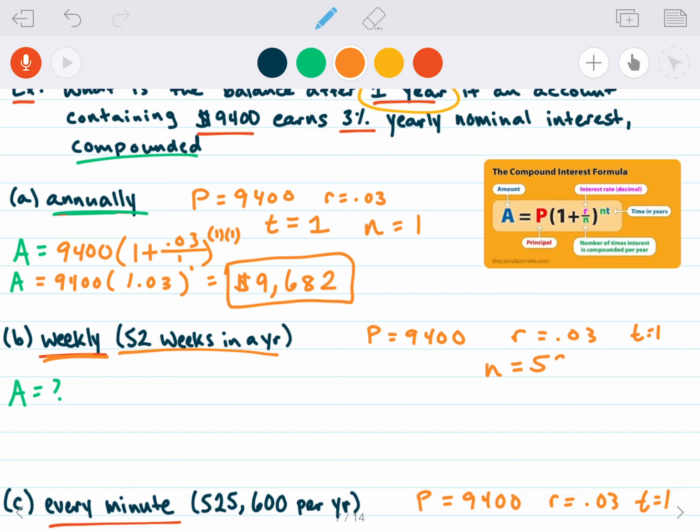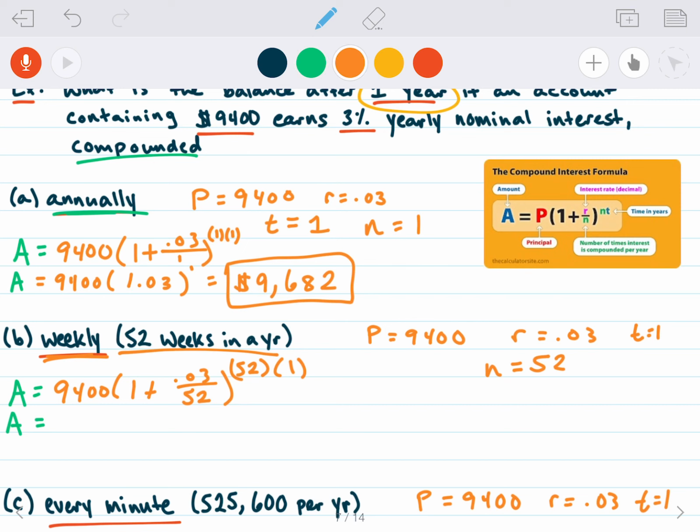So I just plug in all of my values here. A is going to be P times 1 plus 0.03 divided by N, which is 52 this time, all raised to the 52 times 1, which is simply 52 in the exponent. All right, let's put this in the calculator and see what we get.